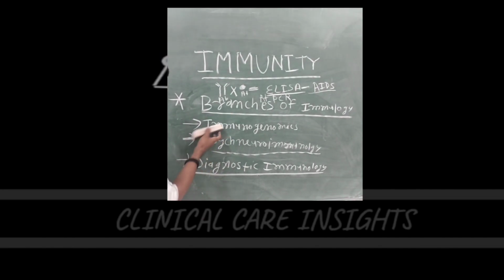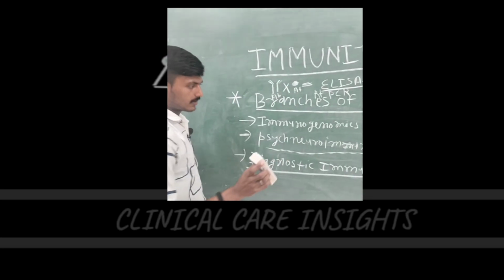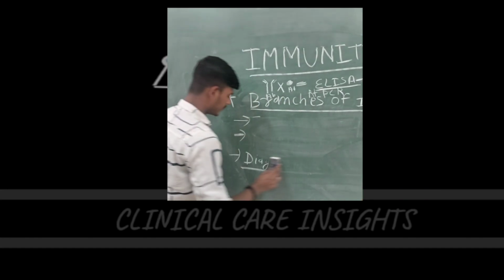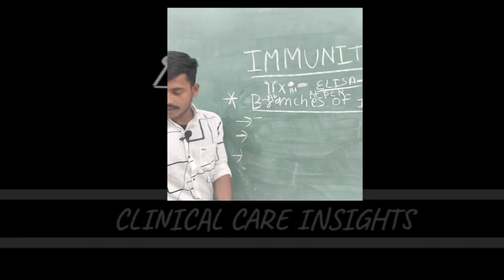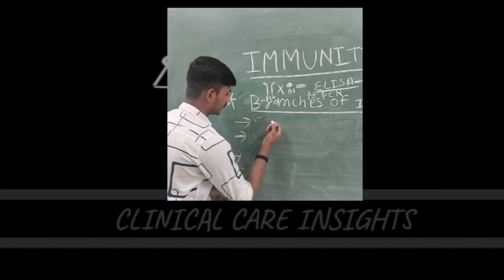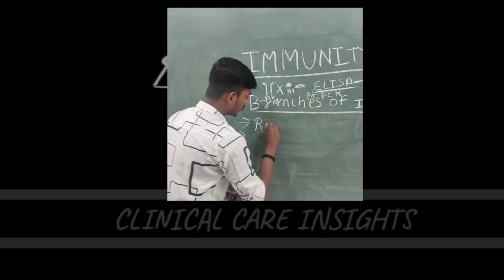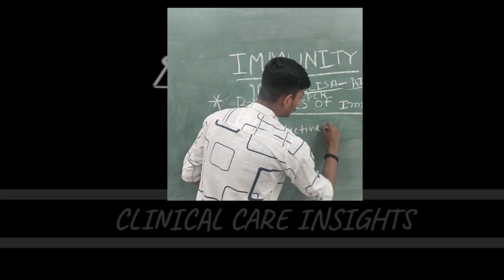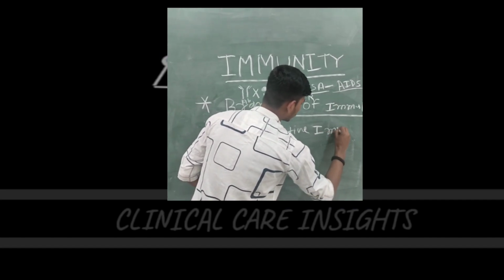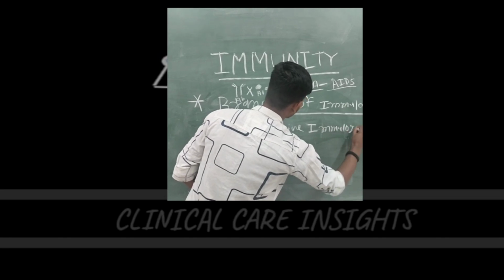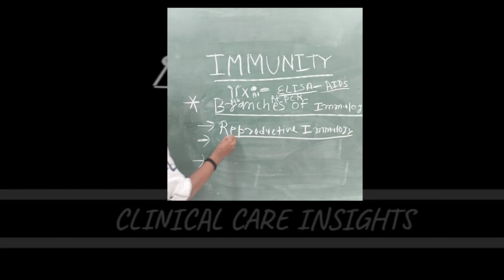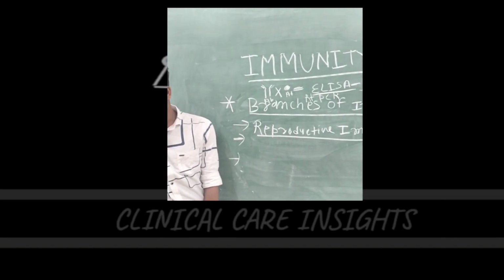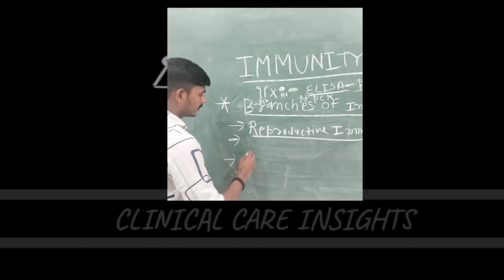Now we have another branch called reproductive immunology. Now I am just going to describe these branches shortly. This is the study of the reproductive immune system. Clear? Now we have another branch called nutritional immunology.